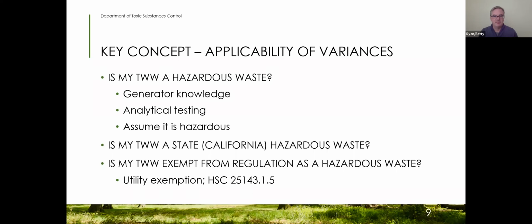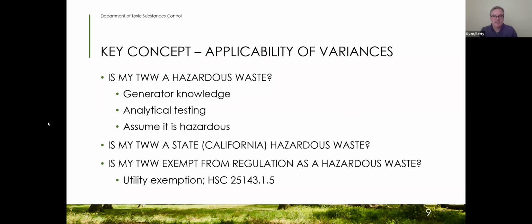So these variances that we're discussing today are only for treated wood waste that is a California hazardous waste. We sometimes use the term non-RCRA waste or state waste or California waste. So these variances apply to treated wood waste that is a non-RCRA California waste. The information that we have is that in most cases, treated wood waste that you would see would qualify as a California hazardous waste.